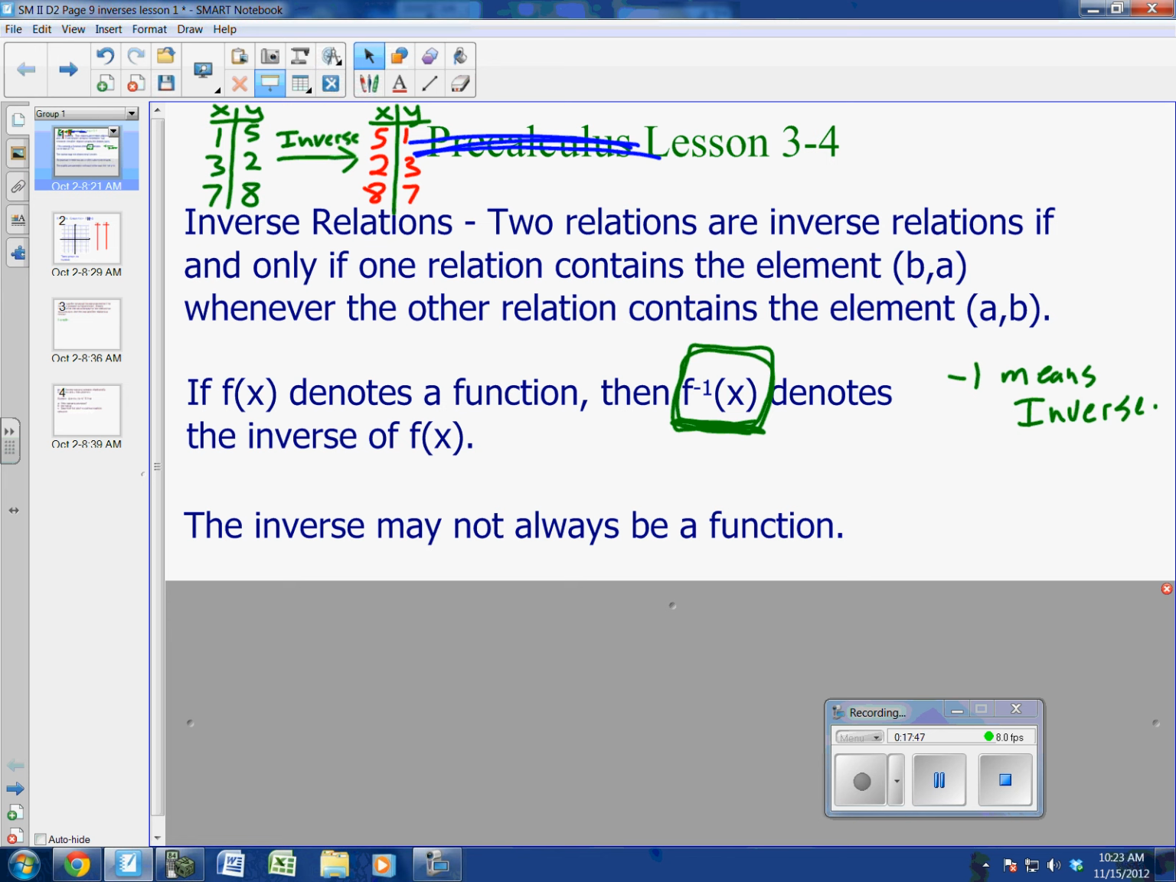All right, you guys, write this down. The inverse may not always be a function. The inverse may not always be a function. I'm going to go to a different slide, so hurry and write that down. The inverse may not always be a function.